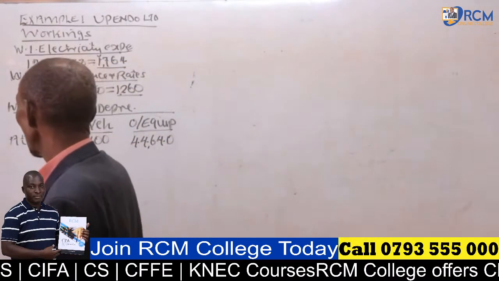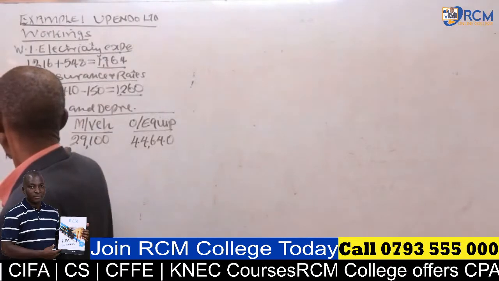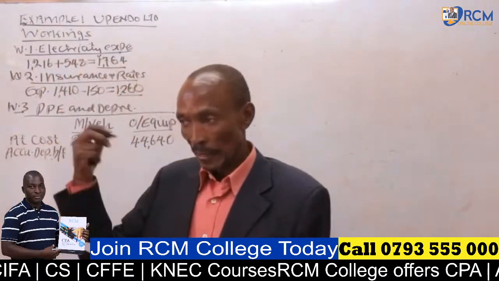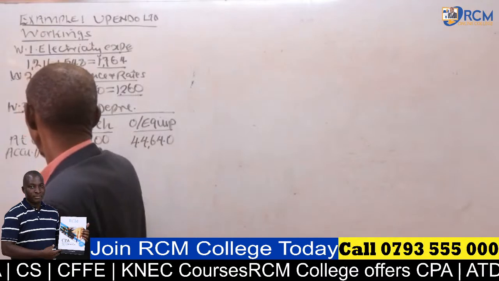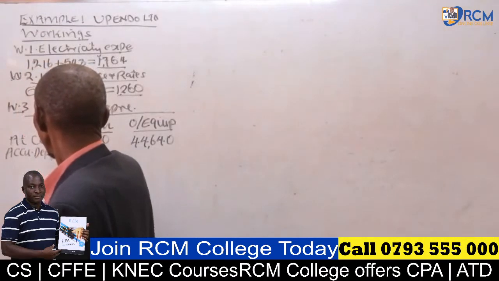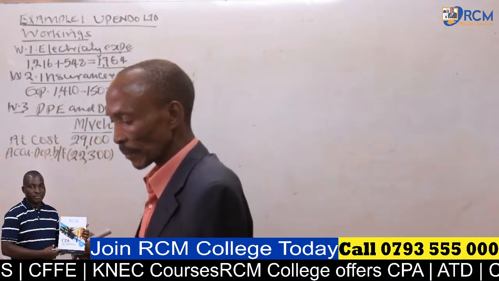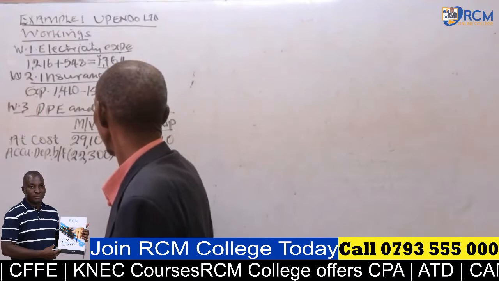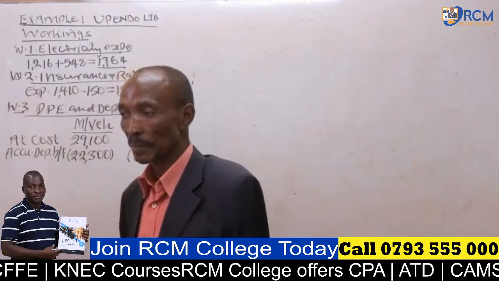That's the cost. Then there is the accumulated depreciation brought forward. That is, how much was the depreciation from the previous year? We have accumulated depreciation for motor vehicles of 22,300. This is from the previous year. 22,300, then 17,200. What I'm doing is deducting the depreciation that occurred in the previous year.